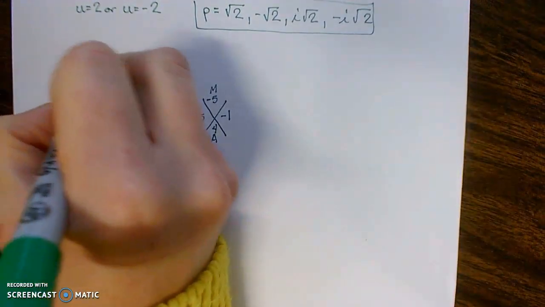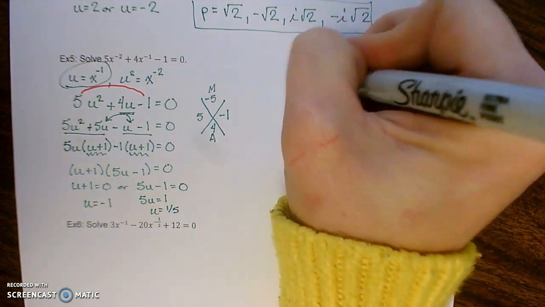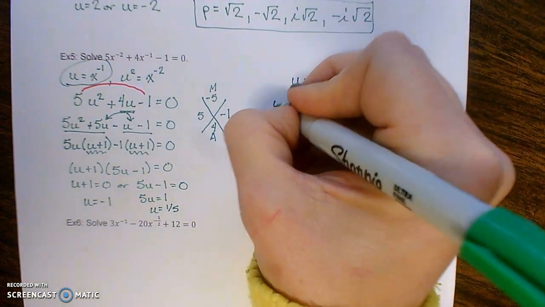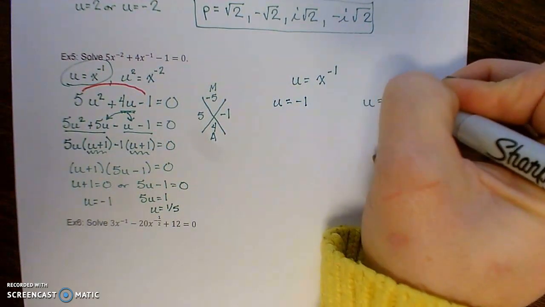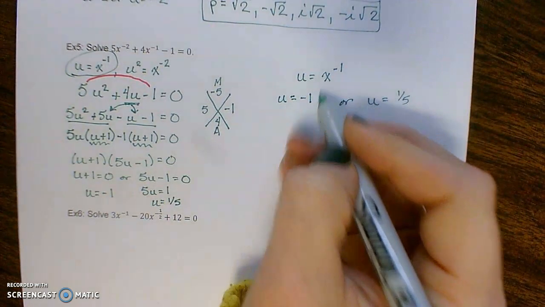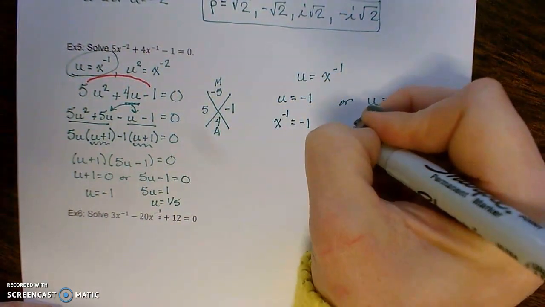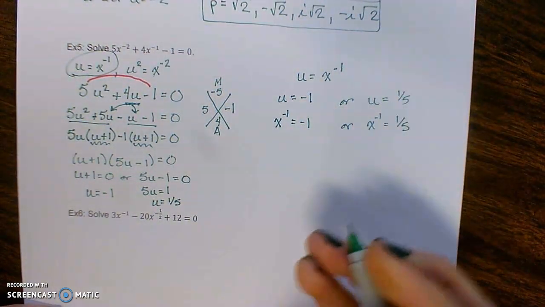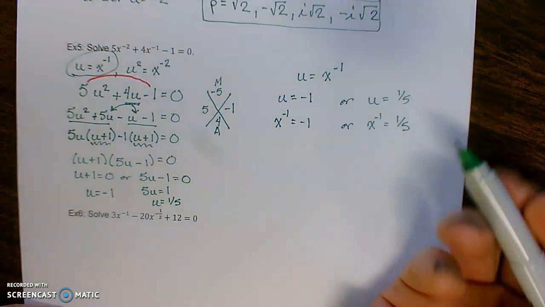Now I need to remember that original substitution I made. U is x to the negative 1. And I'll write down my two solutions. So u equals negative 1 and u equals 1/5. And now I'll replace u with x to the negative 1. And now you have to remember, what is x to the negative 1? That's just 1 over x, right?